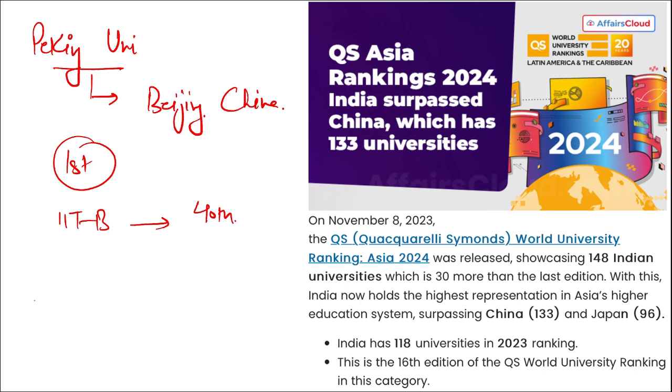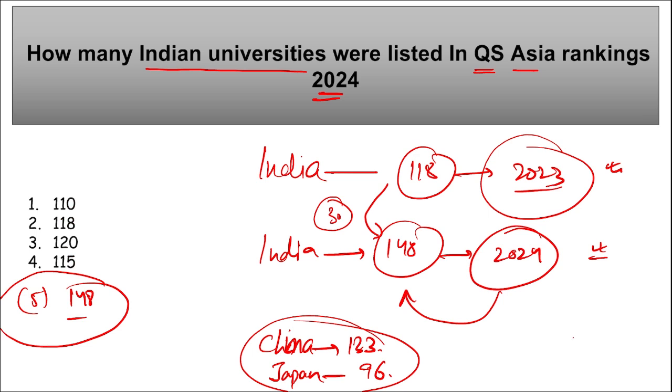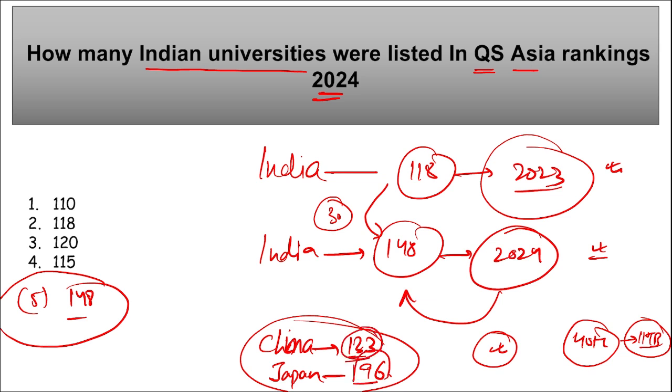And which edition of this Quacquarelli Symonds University ranking for Asia was observed this year? It was the 16th edition, right? The 16th edition of the QS World University ranking in this category. Where is the headquarters of Quacquarelli Symonds? It is in London. Correct? So coming back, India, how many universities? 148. And among these, 40th was the highest rank secured by IIT Bombay. And this was the 16th edition, and in China 133 universities are represented here, and for Japan 96. And remember, India has secured the top position with the maximum number of universities in this Quacquarelli Symonds ranking from Asia, right? That is 148.